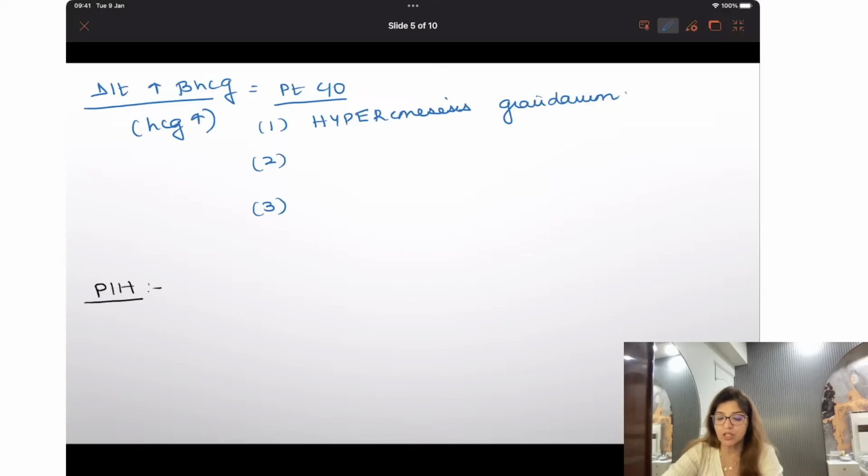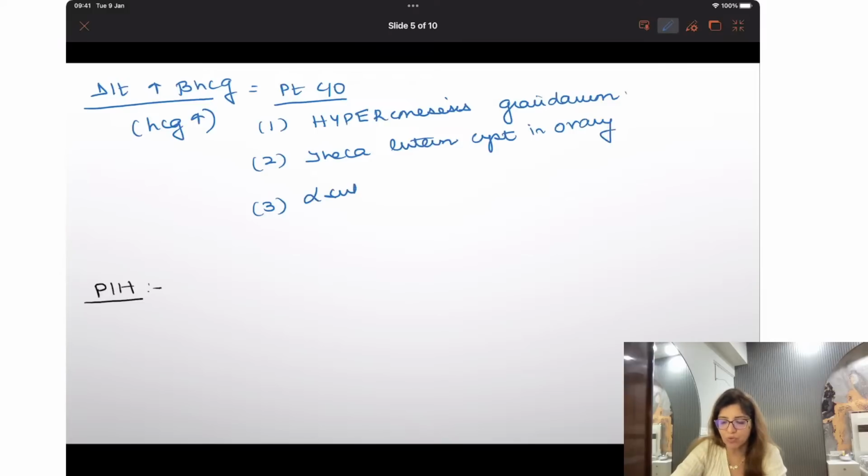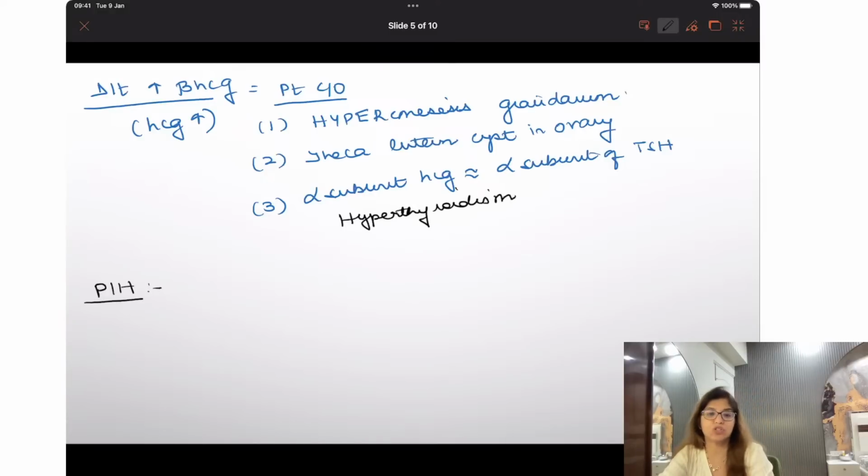Number 2, patient is going to complain of theca lutein cyst in the ovary. There will be theca lutein cyst in the ovary. And जो alpha subunit होती है HCG की, that is similar to alpha subunit of TSH. That is why you are going to get symptoms of hyperthyroidism. That is thyrotoxicosis के भी symptoms मिल सकते हैं, right?